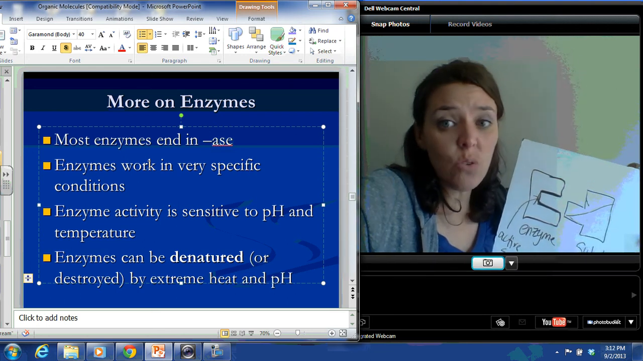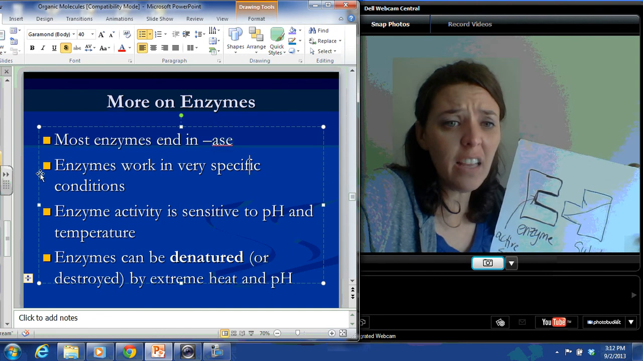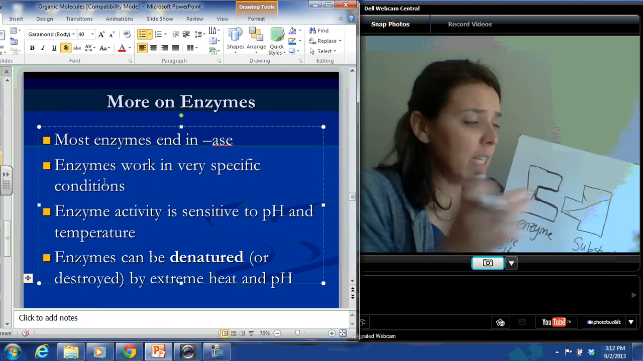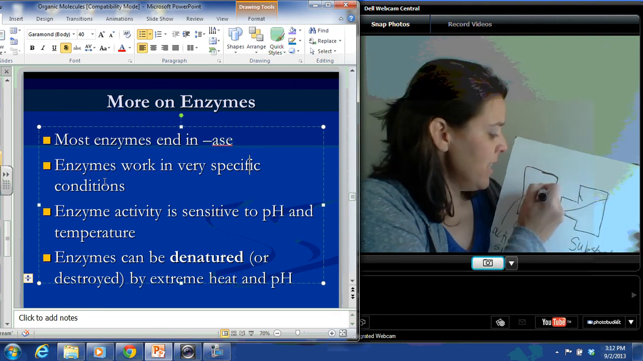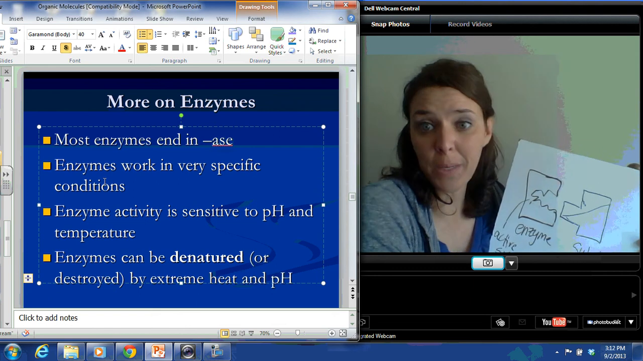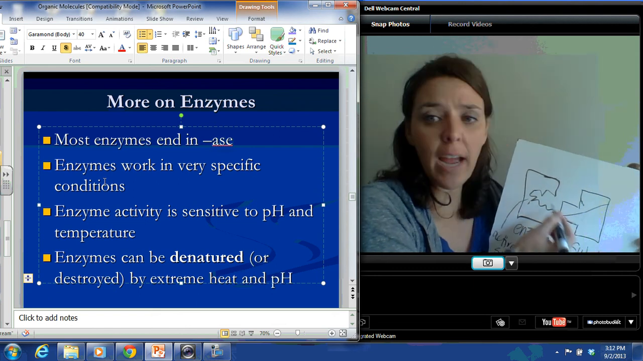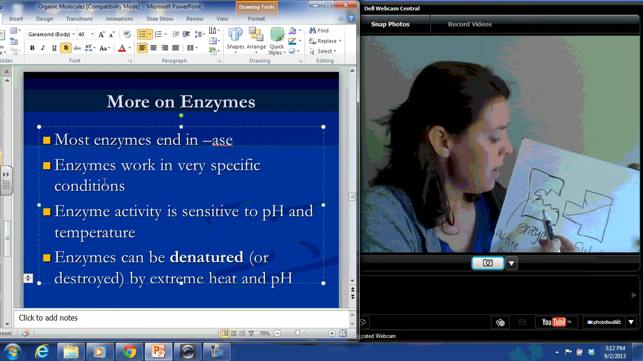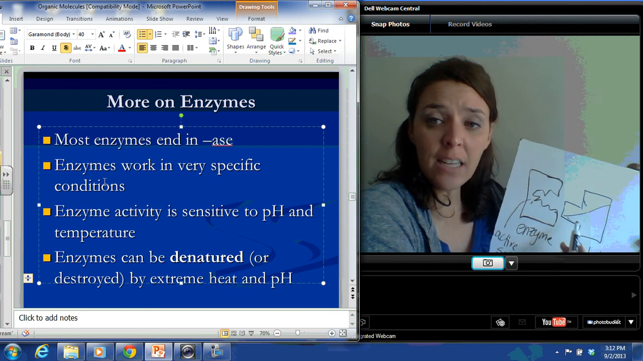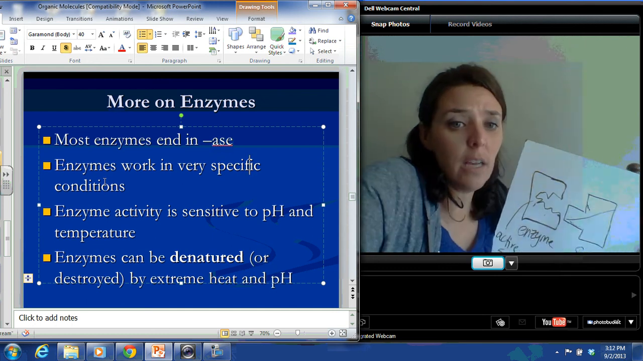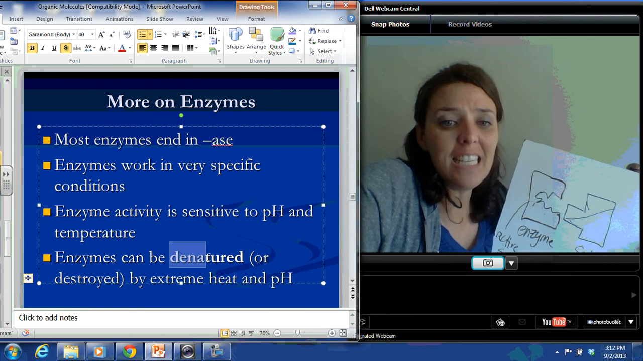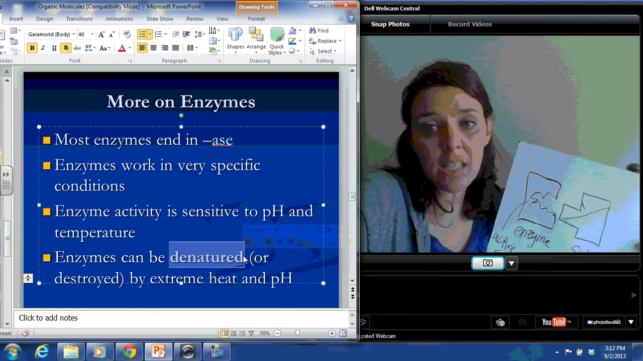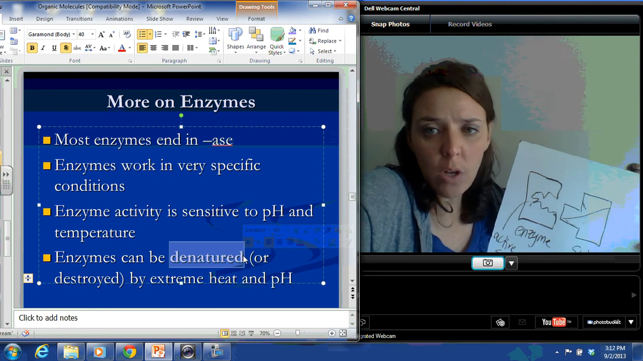If those things do not happen, if the enzyme gets too hot, for example, then it can become denatured, which means this active site is no longer going to be correct, and so this substrate cannot interact with it anymore because it no longer fits. So if an enzyme is in a condition that it cannot handle, it becomes denatured. There's the word right here. Extreme heat or extreme pH can cause an enzyme to become denatured, and it no longer will work.